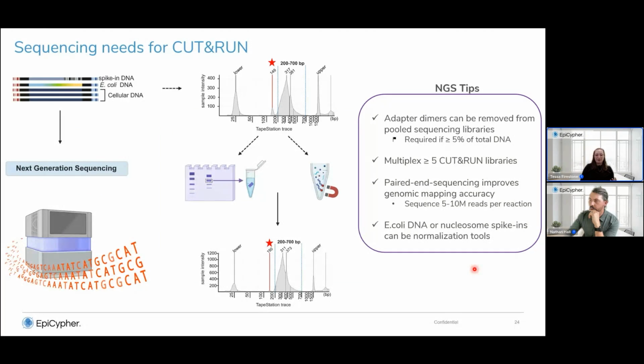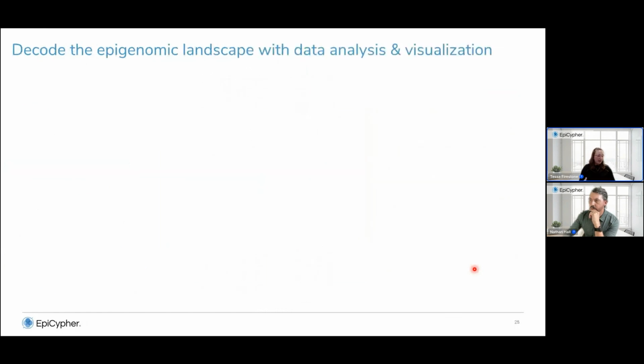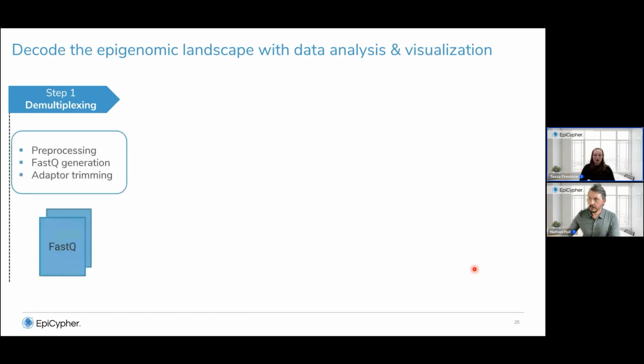And then the next step is moving into the computational phase of the workflow. This is where the bioinformatics pipeline takes raw sequencing reads and transforms them into accessible data for visualization and analysis. And this pipeline is segmented into 4 steps. Step 1 is demultiplexing reactions, where each reaction is pre-processed, adapters are trimmed, and the FASTQs are generated.